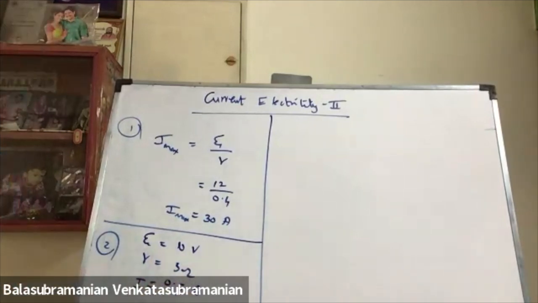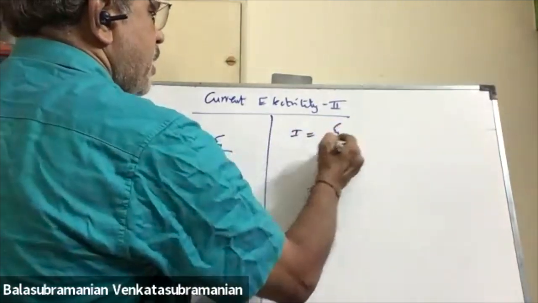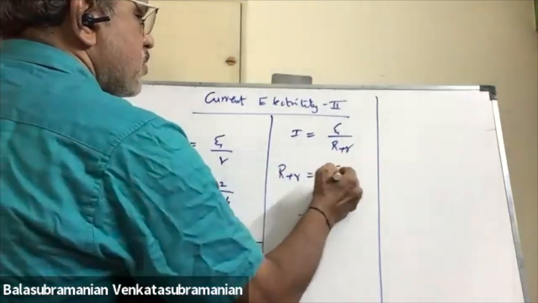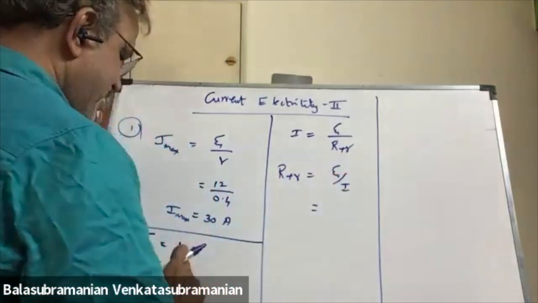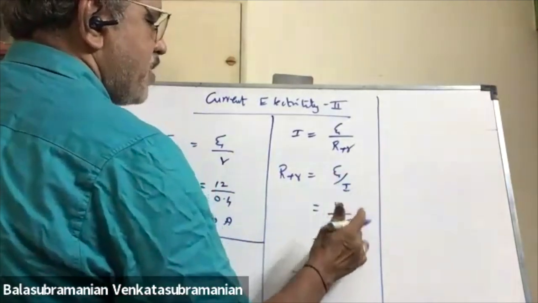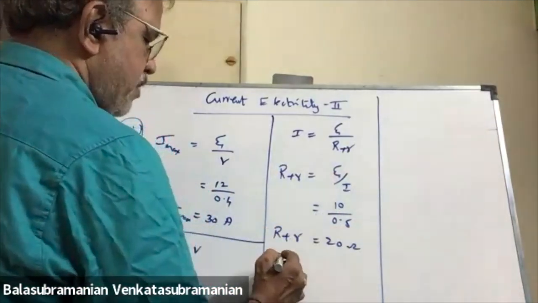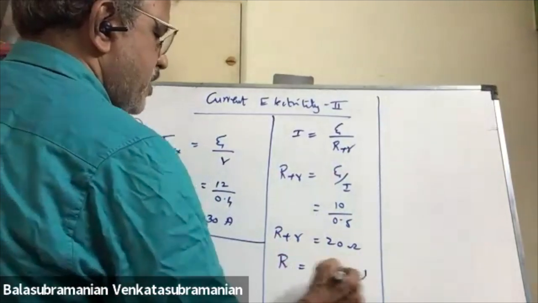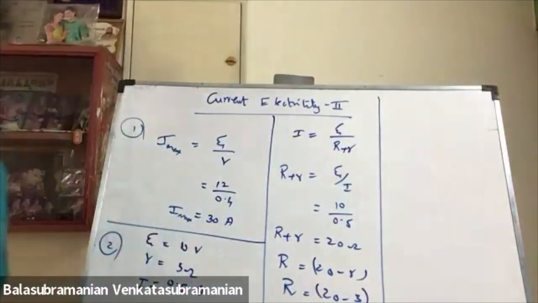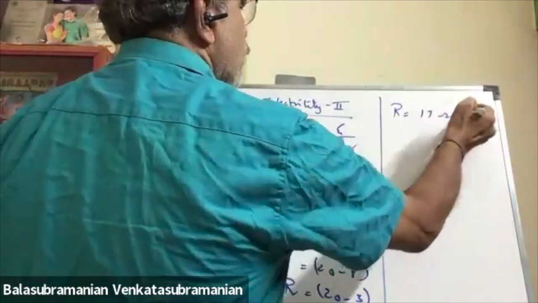Formula: I is equal to psi by R plus r. So R plus r is equal to psi by I. That is 10 by 0.5, 100 by 5, 20 ohms. R plus r is 20 ohms. So capital R, which is asked, is 20 minus small r, 20 minus 3. So R will be 17 ohms.